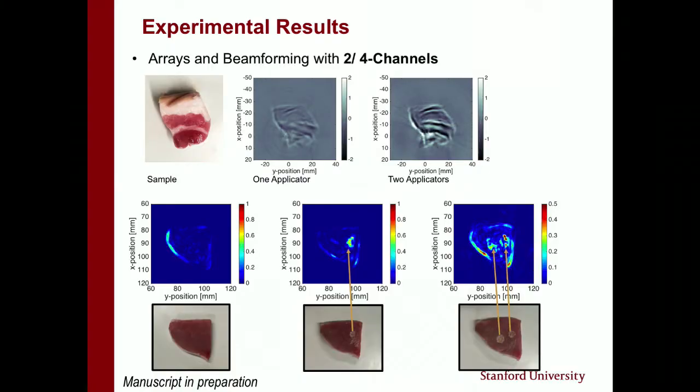This is the prototype we built to replicate this conceptual design, with multiple antennas sitting on the side to generate the beamforming profile. In the measurements, going from one applicator to two applicators, you can see the SNR improves again. All of these use coherent processing, obviously.